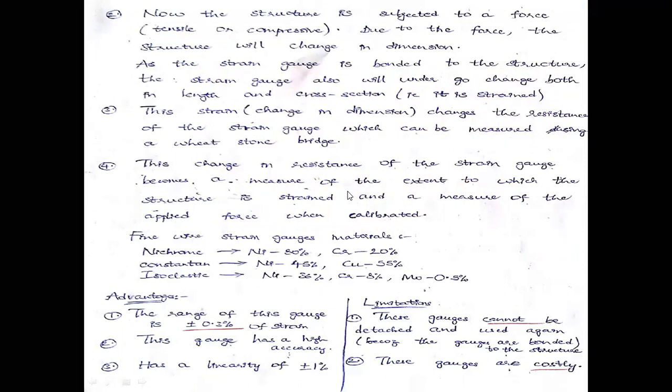Here, this fine wire may change. We can use different types of fine wires, made with nichrome, constantan and isoelastic. Nichrome has a nickel part as well as a chromium part. Constantan consists of a nickel part as well as a copper part. Isoelastic means nickel, chromium, and this Mo. I don't know this chemical name clearly. Please refer to this one. What is Mo?